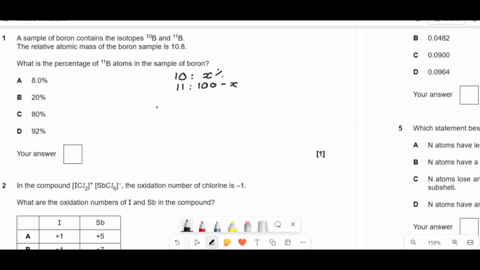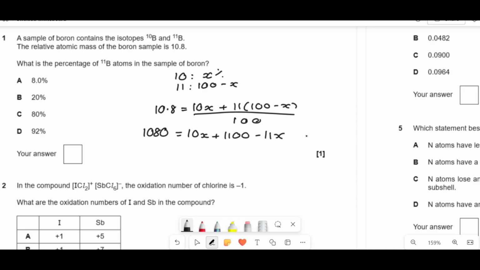So its relative atomic mass is going to be 10.8 must equal 10x plus 11 times (100 minus x), all divided by 100. If I times both sides by 100, I get 1080, and that will equal 10x plus 1100 minus 11x. If I tidy this up a little bit, I get minus 20 equals minus x, so x equals 20%. It's asking how much is 11, so 100 minus 20 is 80%, so it's C.